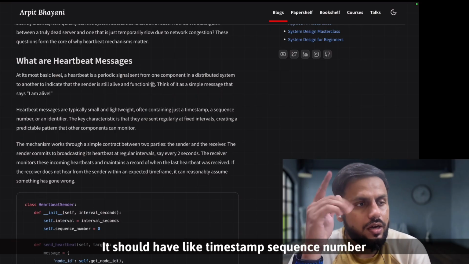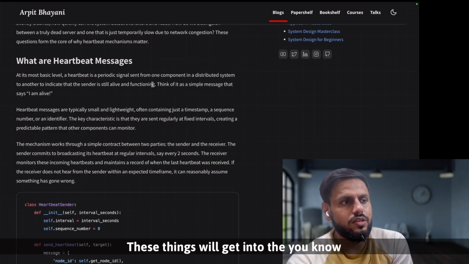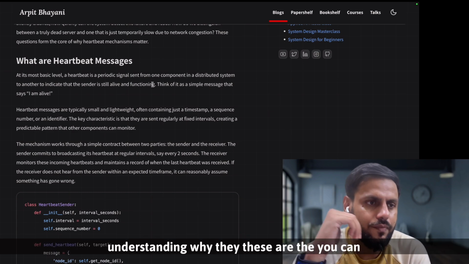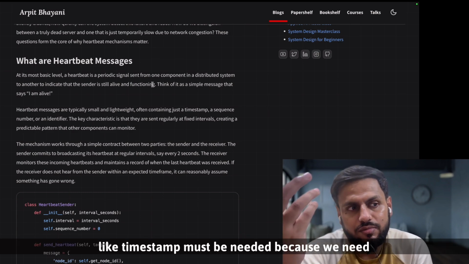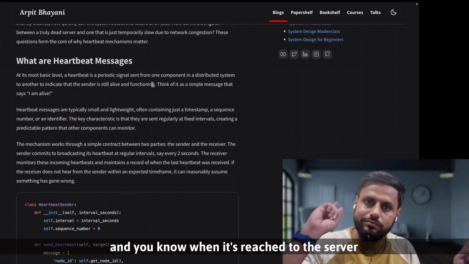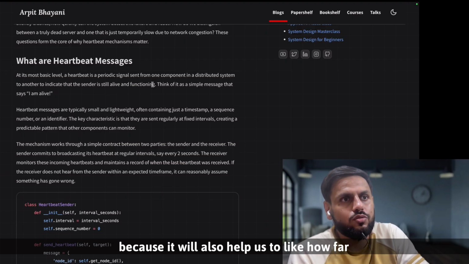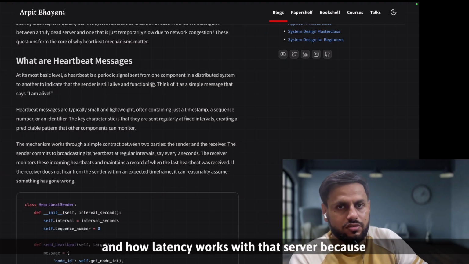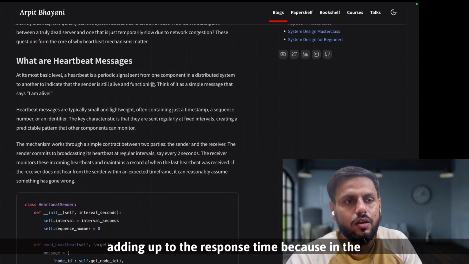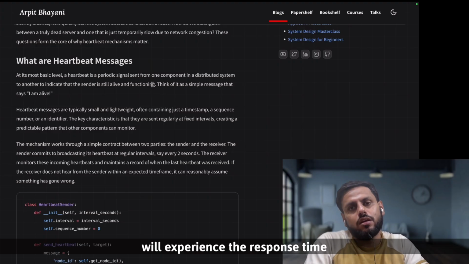Secondly, it should have a timestamp, sequence number, or identifier. These things will help us understand why they are needed. You can make a guess: the timestamp must be needed because we need to know when this heartbeat was generated and when it reached the server, because it will also help us understand how latency works with that server, since it also adds up to the response time. Because in the real world, every request will experience a response time.